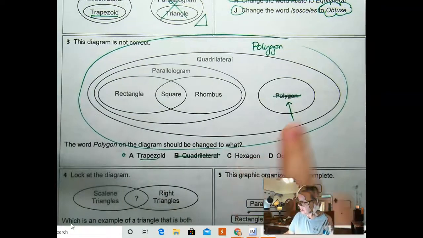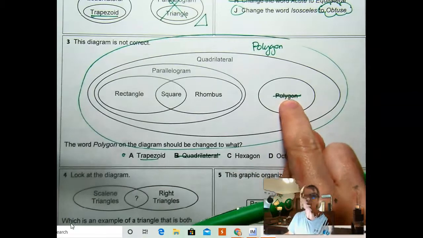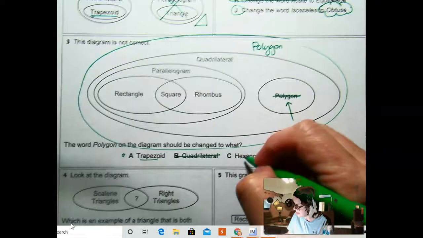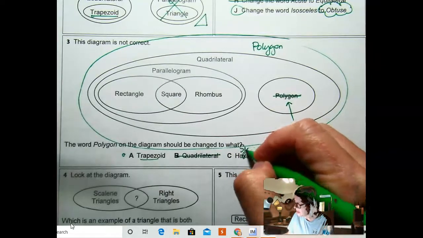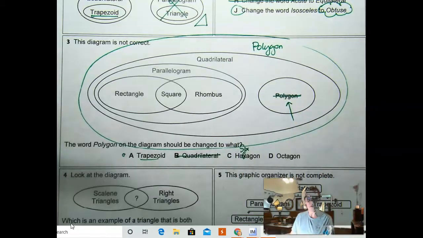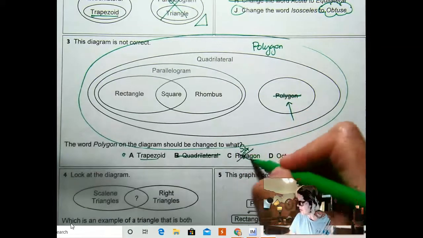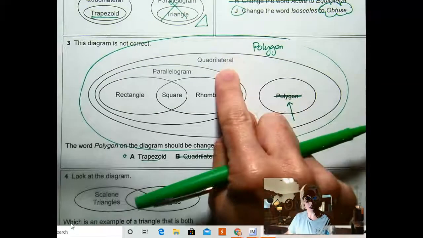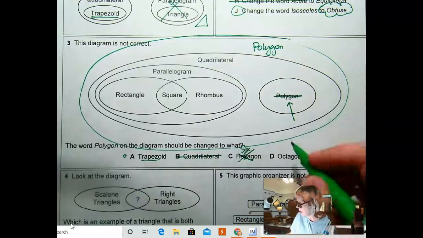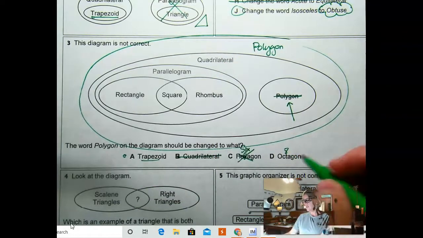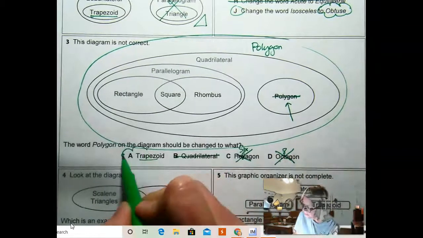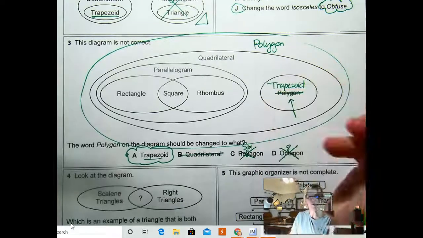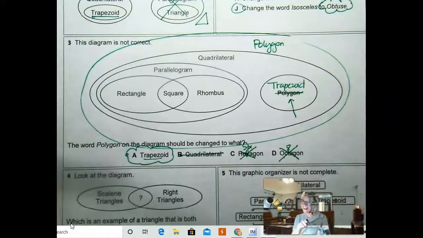Now a hexagon, if we put hexagon here, then that means that we're trying to tell everyone that a hexagon, which has 6 sides, is a type of quadrilateral. And that's not true. That's just weird. And then we're also trying to say then, if we put octagon here, that an octagon is a 4-sided figure. And that's not true. We all know that an octagon has 8 sides. So these are not correct. We would have to put trapezoid right there. Okay, I bet you figured that out.